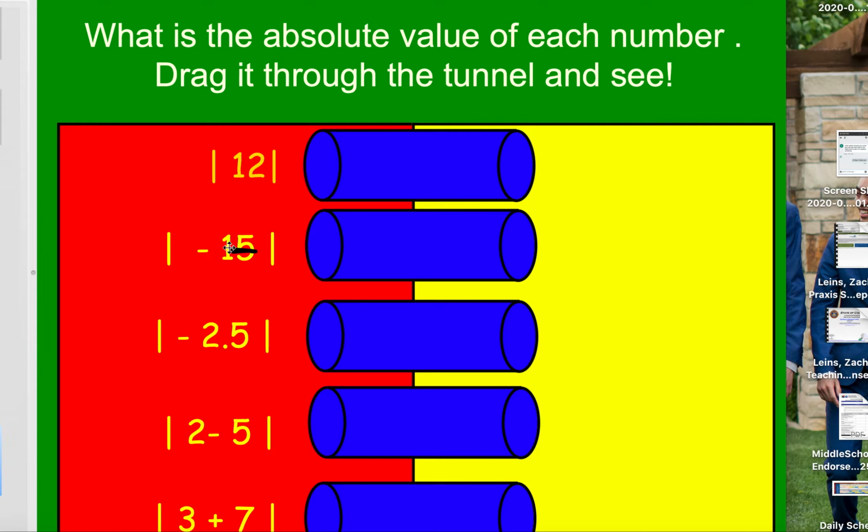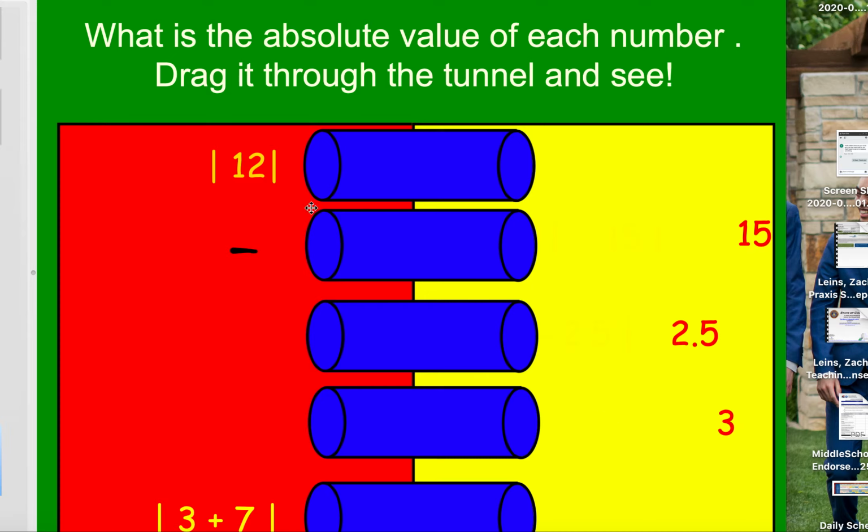Pardon me, let me go back to my pointer. So if we see negative 15, what's the absolute value? Positive 15. Negative 2.5, the absolute value, 2.5. Here, 2 minus 5, so just treat it like it's in parentheses. So 2 minus 5 is going to be negative 3. When we throw that through there, remember, absolute value is never going to be negative, so it's going to be positive 3. 12, it's already positive, it's going to be 12.